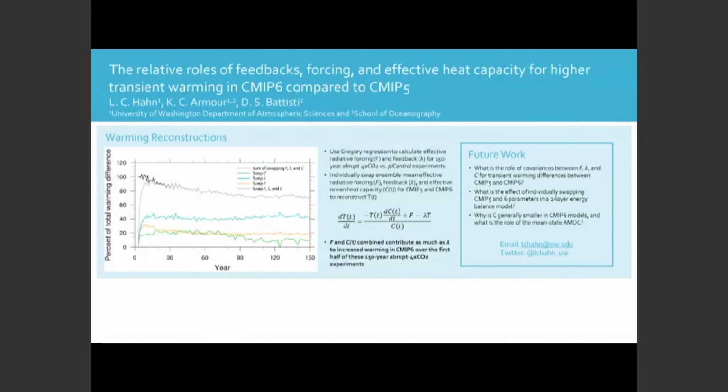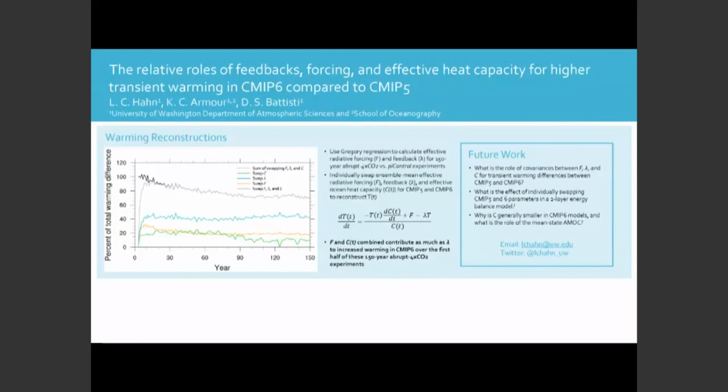And we can see that the feedbacks in this blue line contribute most to increased warming in CMIP6 compared to CMIP5. But the punchline here is that looking at these orange and green lines for the forcing and effective heat capacity, these factors also play a role, especially earlier on. And the forcing and effective heat capacity combined contribute as much as the feedbacks to increased warming in CMIP6 over the first half of these abrupt 4xCO2 experiments.